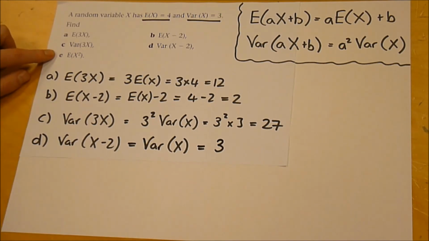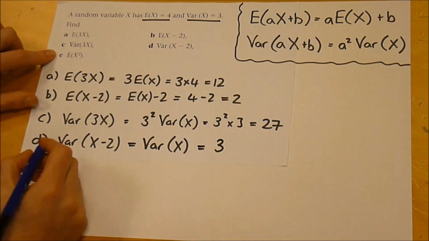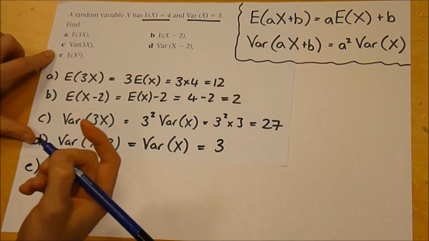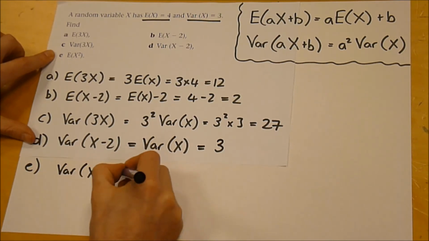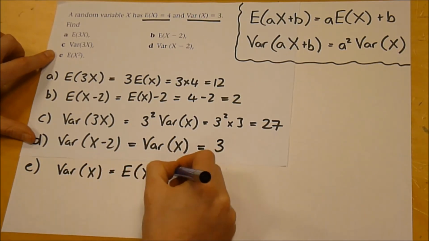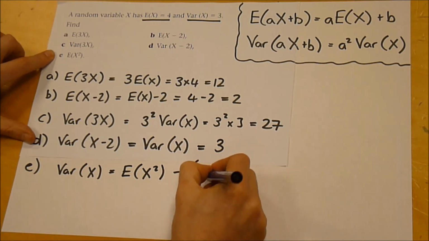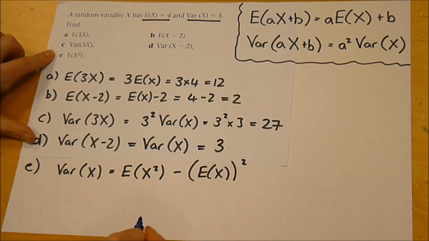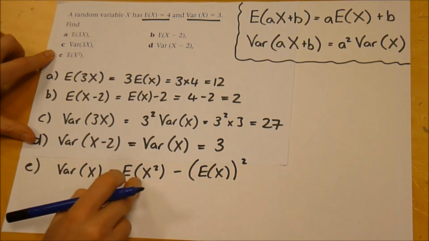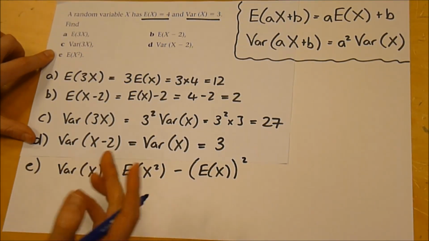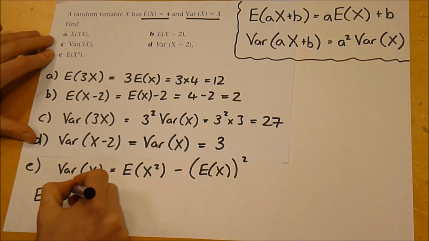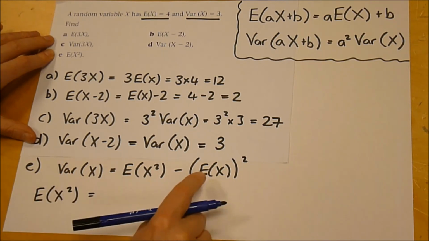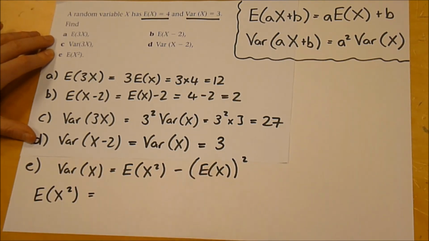Now, part E is a bit trickier, because it doesn't look like it refers to either of these. And this is where we need to remember something from earlier. Let's recall that the formula for the variance of x is equal to the expected value of x squared minus the square of the expected value. Or we can rearrange that equation to make the expected value of x squared the subject. So we get the expected value of x squared is equal to the variance plus the expected value all squared.